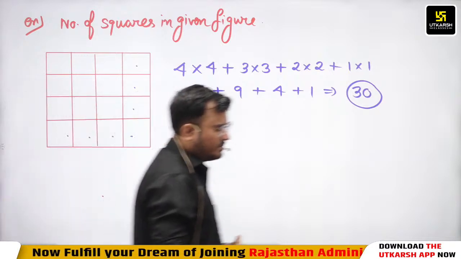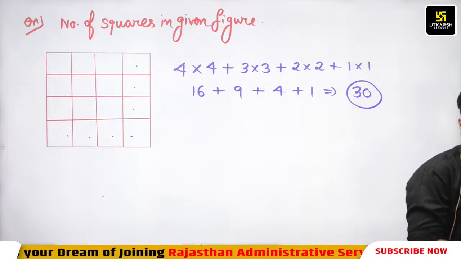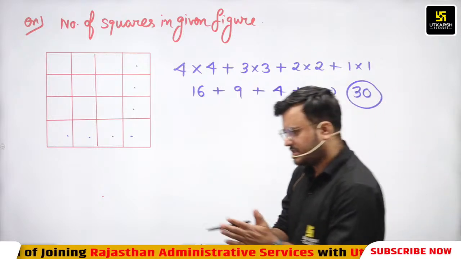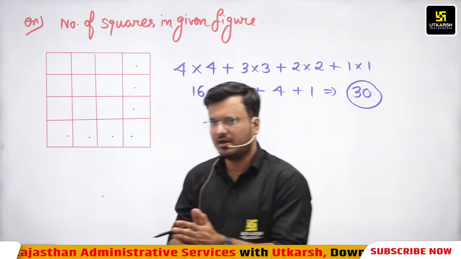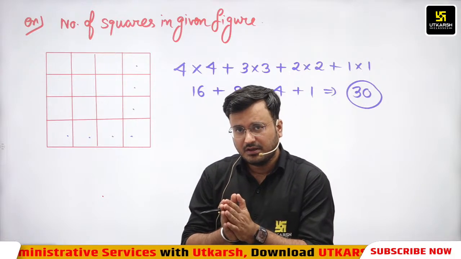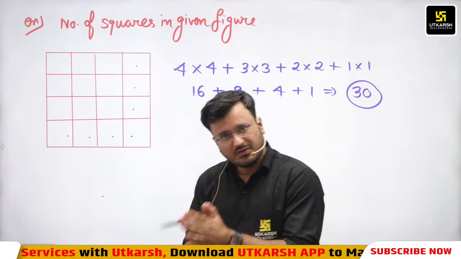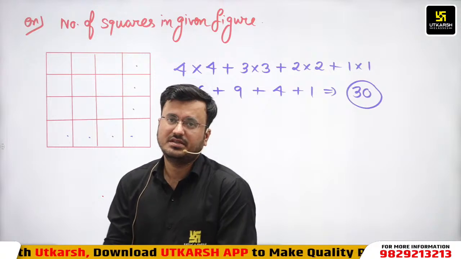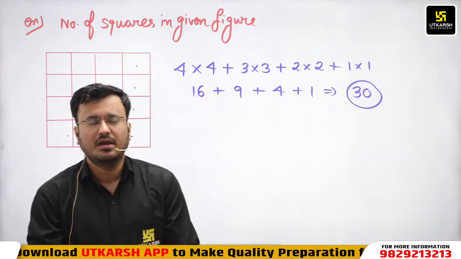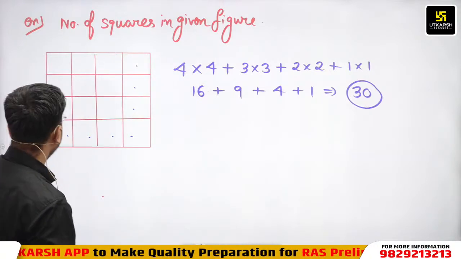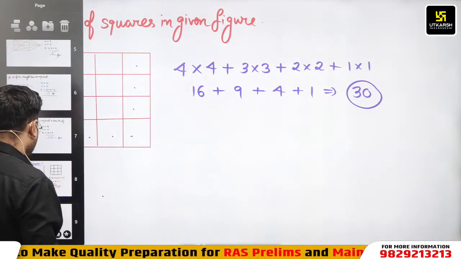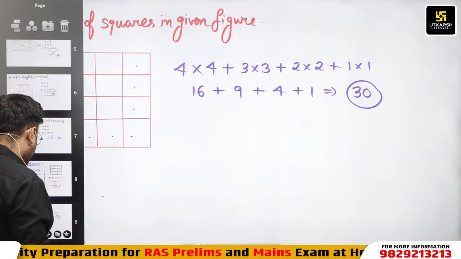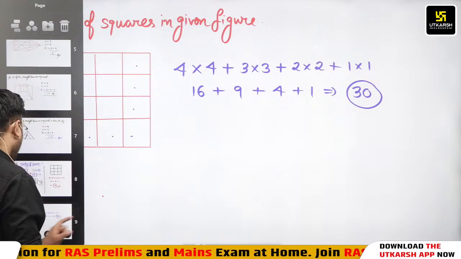Now one question comes to our mind. What if the number of smallest squares in horizontal order and vertical order are different? Will the same trick work or not? My answer is yes, the same trick will work in such kind of figure also. So now we are taking one more example having a different number of squares in horizontal and vertical order.